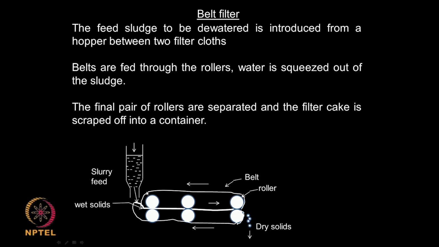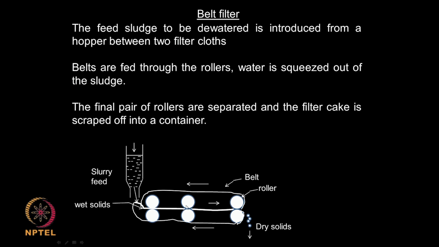What happens is, this is a long belt, this can be hundreds of feet long, and the feed slurry is charged here, okay, the feed slurry is charged here, and then it moves along between two rollers. Okay.